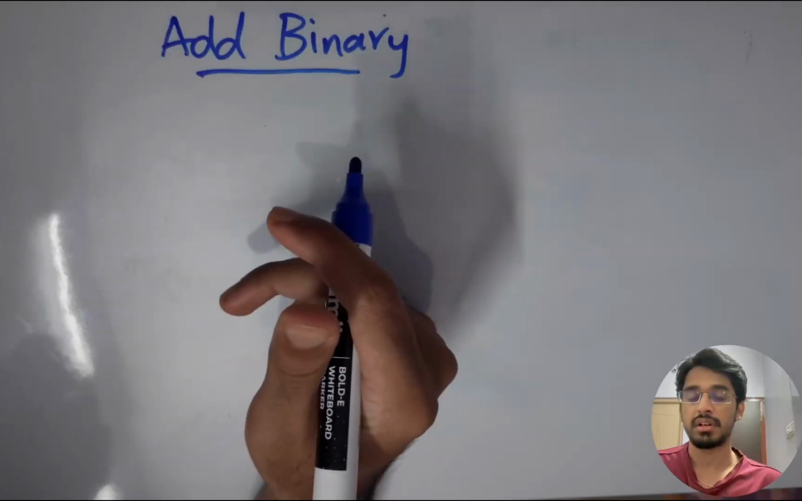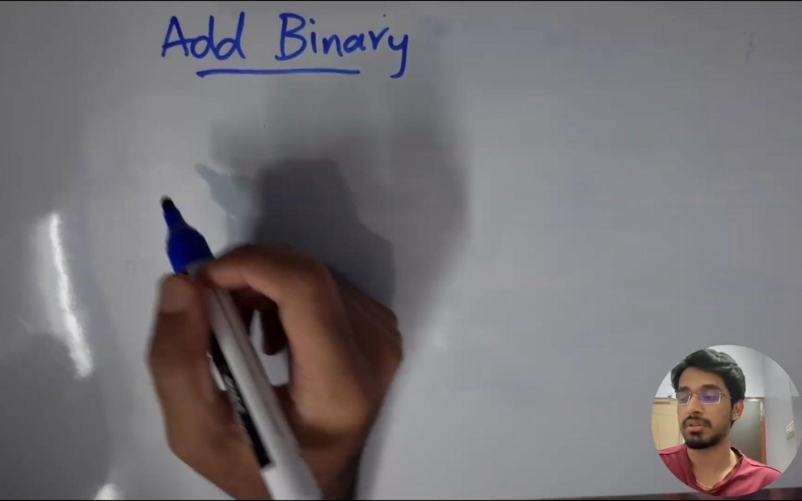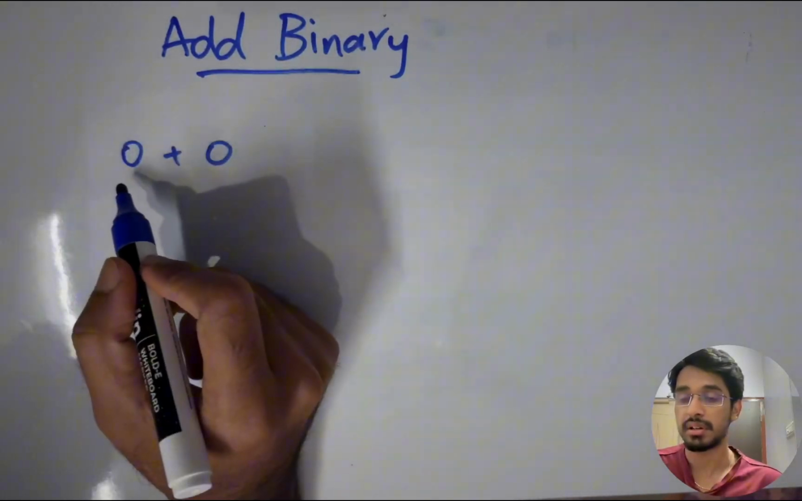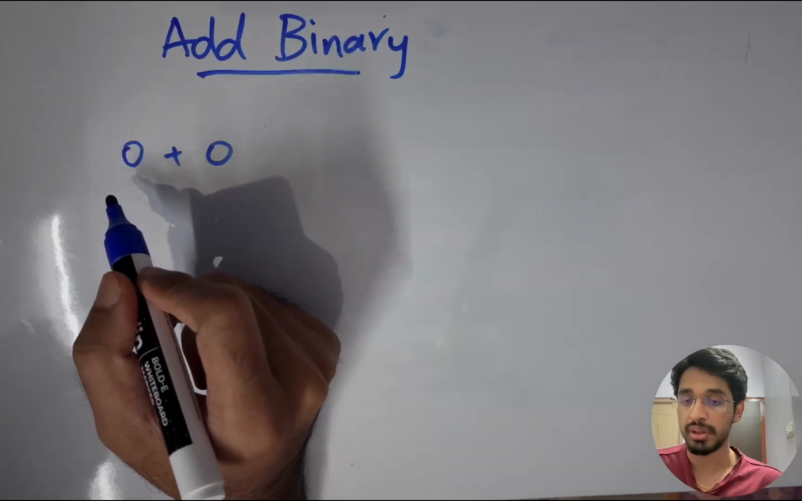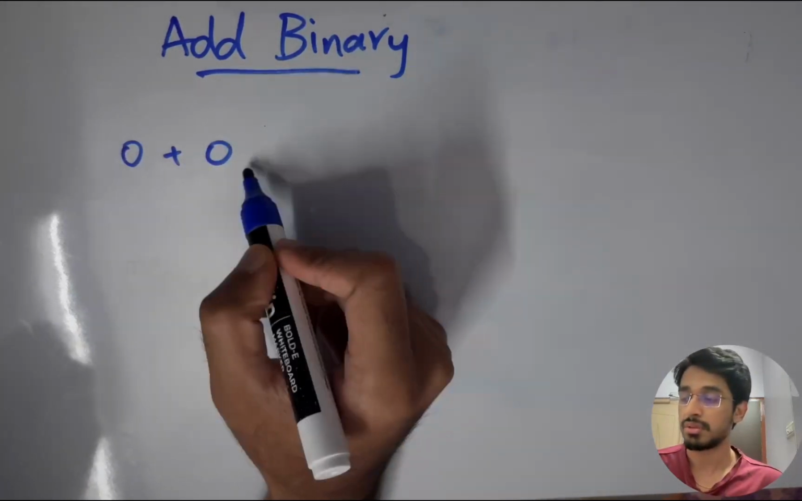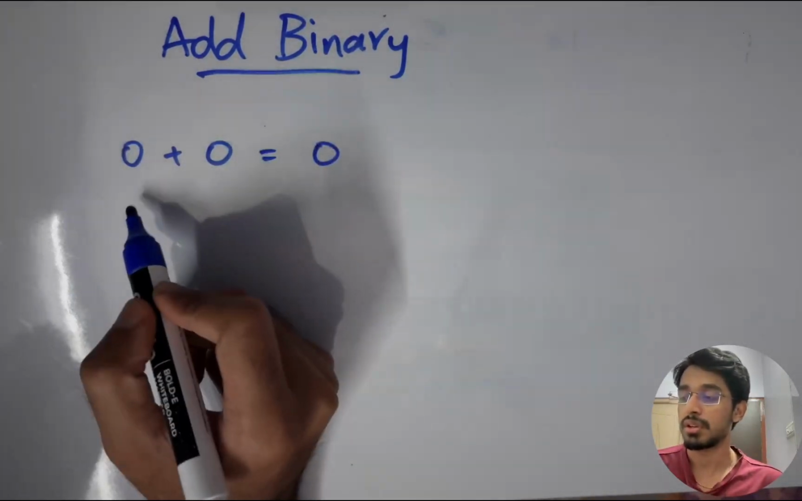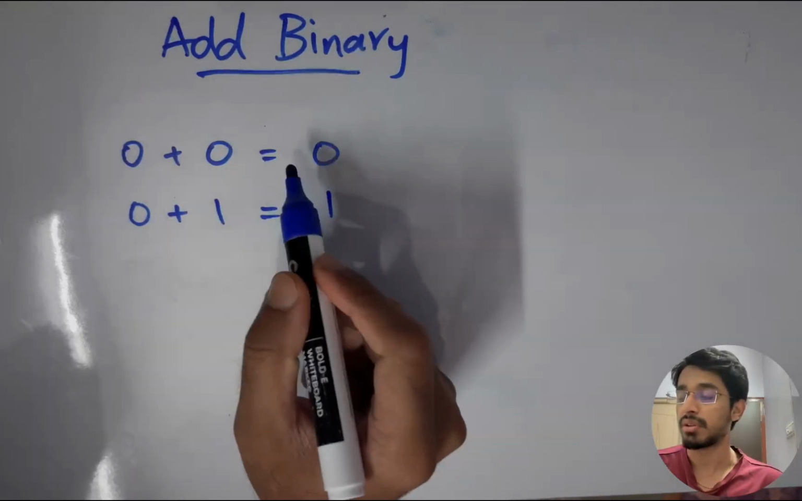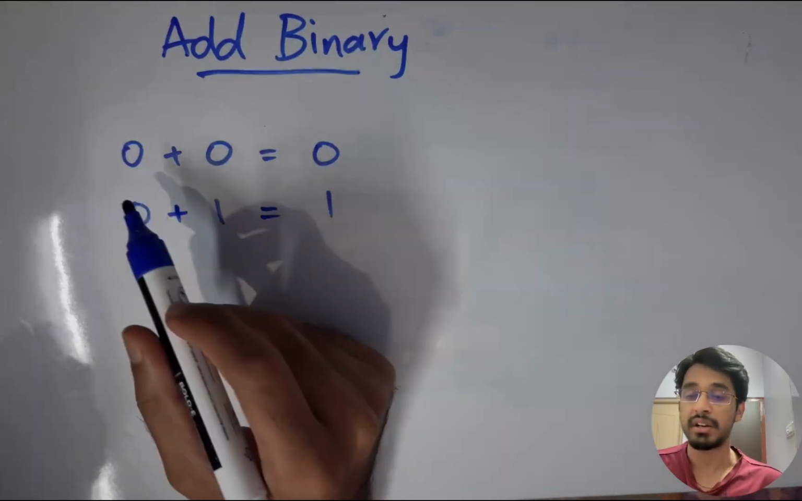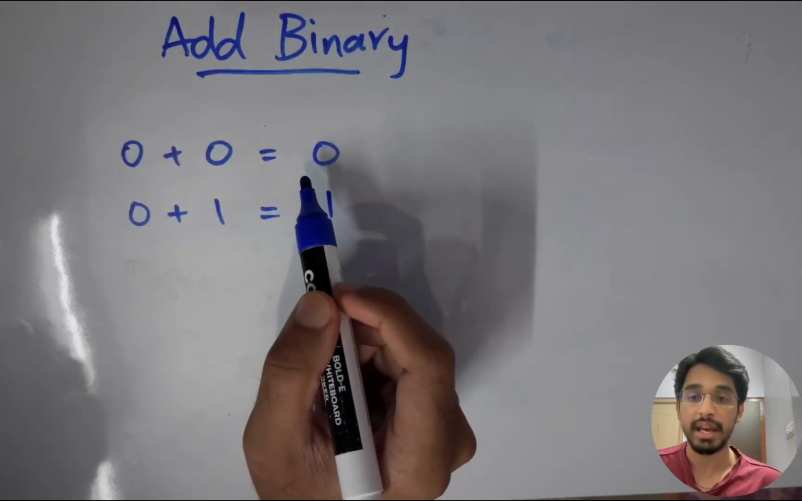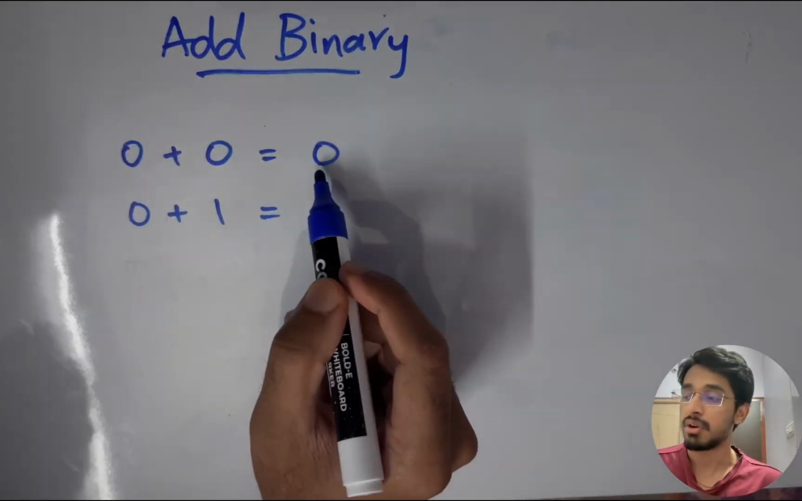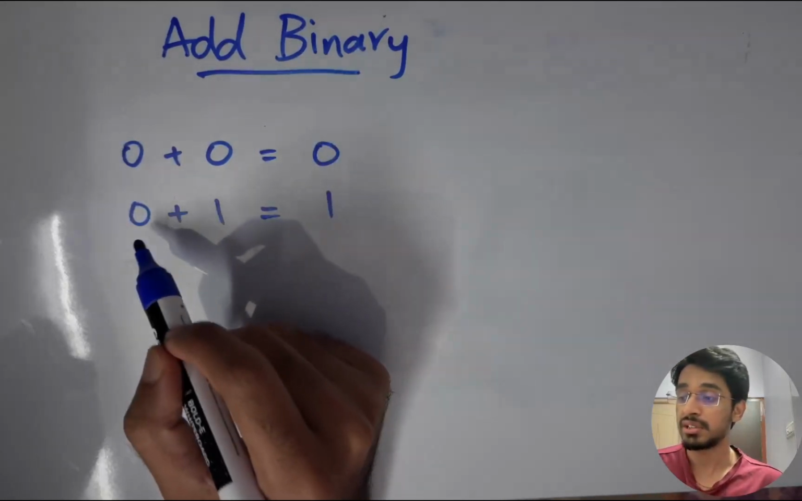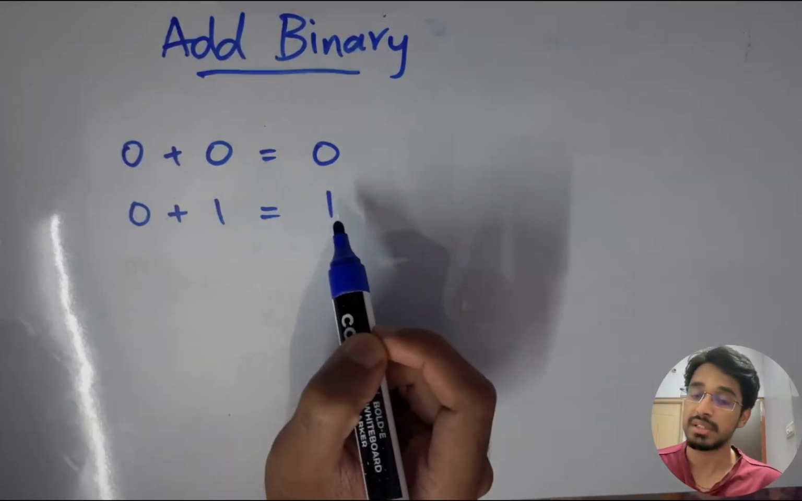So let us understand how to add two binary numbers. If I add 0 and 0, these are binary numbers represented in the form of bits, not just numbers, and the result is 0. Now if I add 0 plus 1, the answer will be 1. There are two components when we add two bits: one is the carry and one is the sum itself. Over here the sum is 0 and the carry is also 0. If you are adding 0 plus 1, the sum is 1 and the carry is still 0.